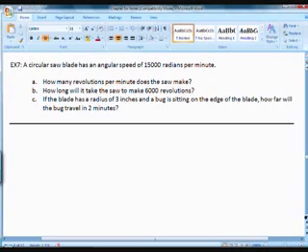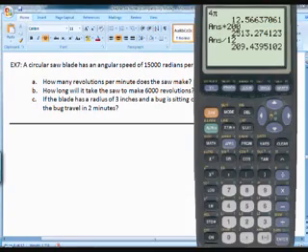How many radians is in 1 revolution? 1 revolution is how many radians? 2 pi. 6.28. 1 revolution is 2 pi radians. But this is 15,000 radians. So how are we going to find out how many revolutions?